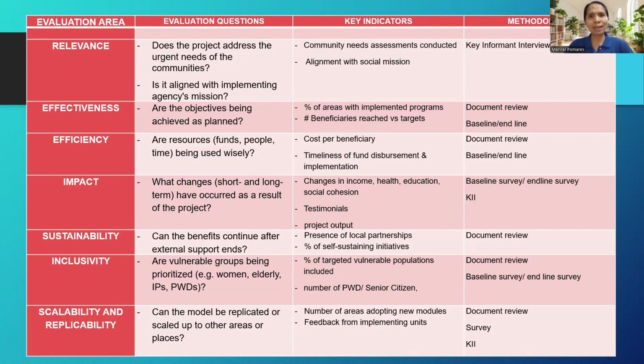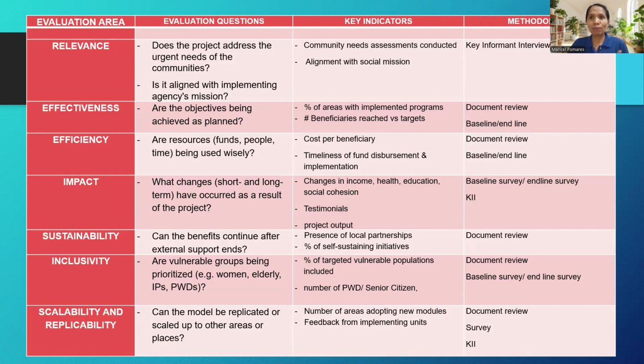Now, what are the key indicators? Number of areas adopting new modules and feedback from implementing units. So it's important that we know if there are areas already adapting it. How will we determine this? Through a methodology called document review, survey, and then the key informant interview.